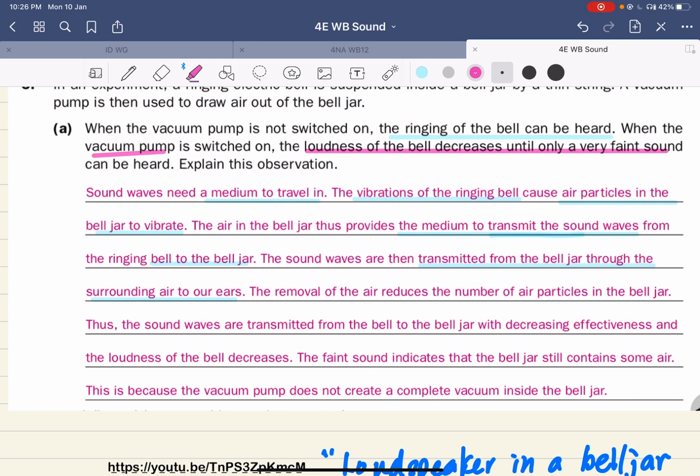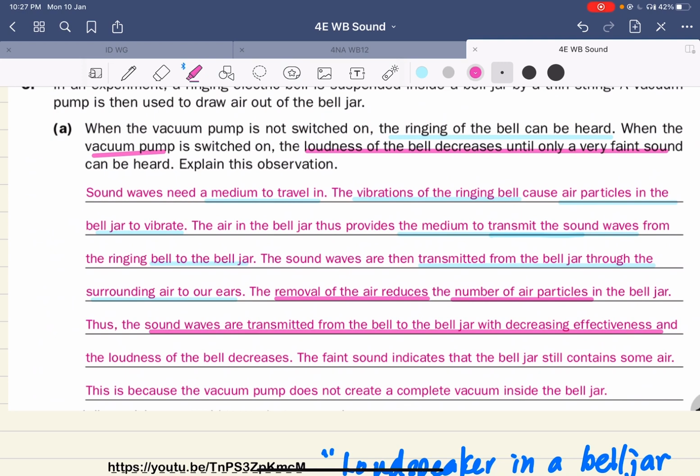The vacuum pump being activated tells us that there is removal of the air particles, and therefore a smaller number of air particles inside the bell jar. Thus sound waves are transmitted to the outside with decreasing effectiveness, and loudness decreases.